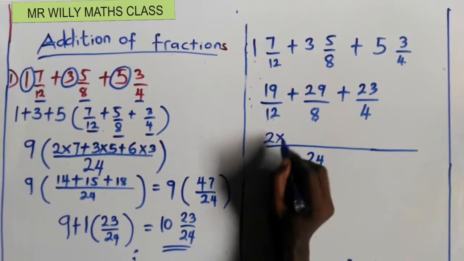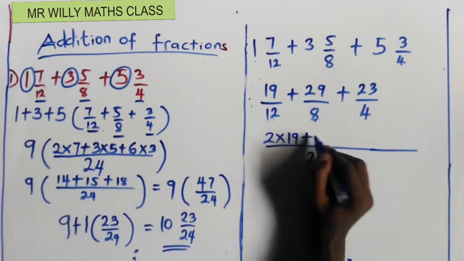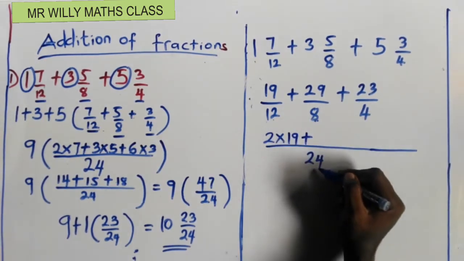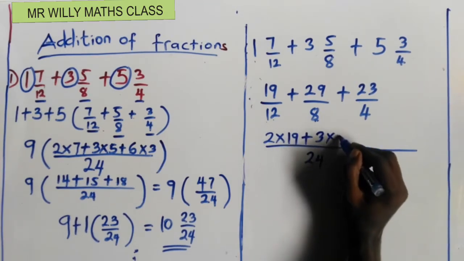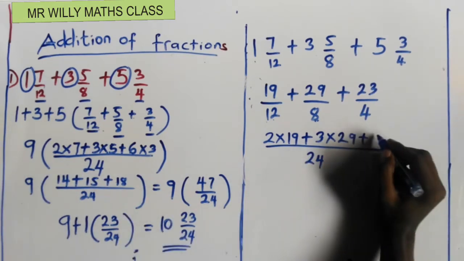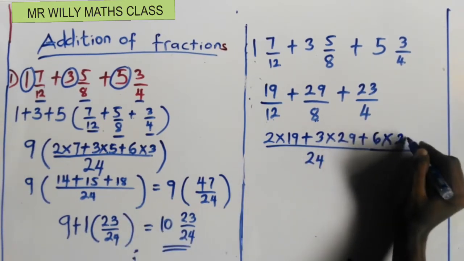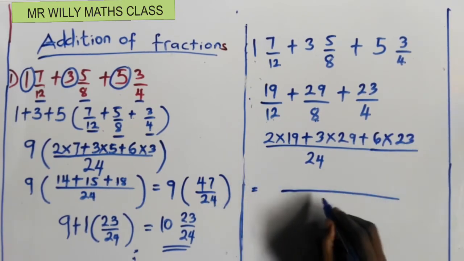Now use the 2 to multiply the 19, plus 8 in 24. 8 in 24 is what? That will be 3. That will be 3 times 29. 4 in 24, that will be what? 6. 6 times 23. So you move on. We have your 24 now.